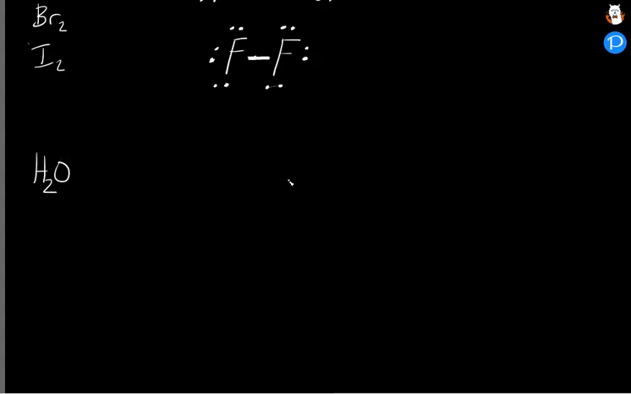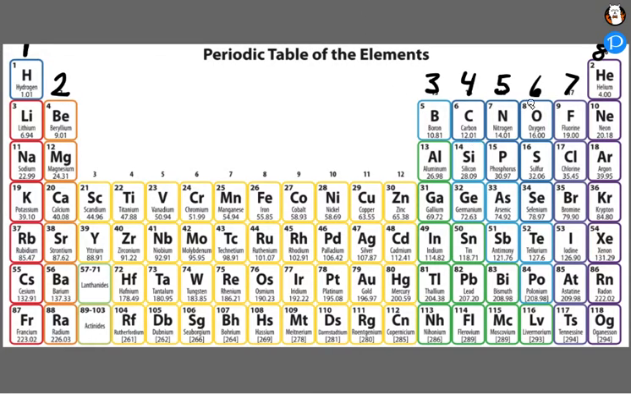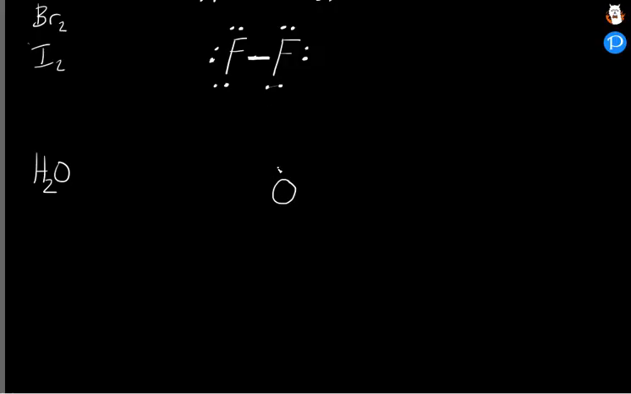So if I draw out, here's oxygen. Oxygen is right here on the periodic table, so it has 6 valence electrons. So if I draw those in, 1, 2, 3, 4, 5, 6. So 6 valence electrons, and then I've got 2 hydrogens. Each hydrogen has 1 valence electron. Now remember, for this, hydrogen just wants to have 2 electrons, and then it's stable. Oxygen wants to have 8.